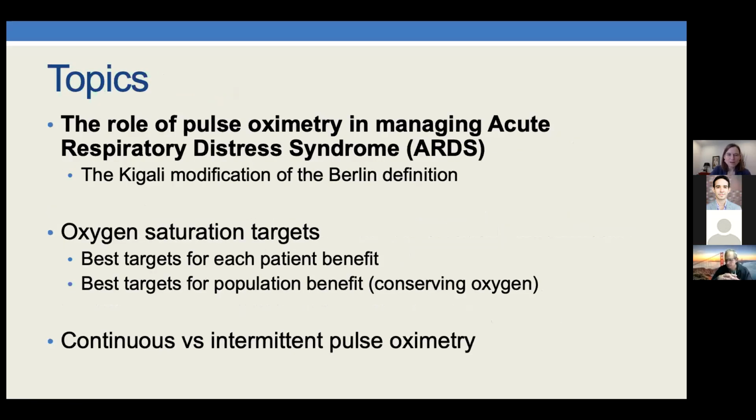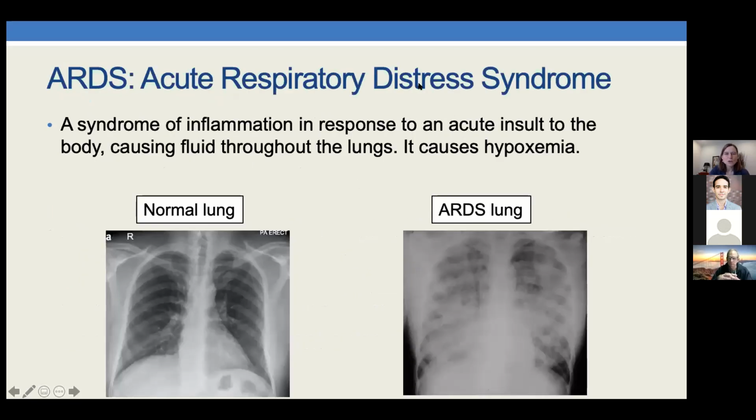First, talking about ARDS and some work that Dr. Teo and I have done around this. For those of you who are not clinical, ARDS, or acute respiratory distress syndrome, is a syndrome of inflammation in the body in response to some acute insult, and it causes inflammation that then causes leaky vessels and fluid in the lungs. You can see on your left a normal lung, all that black area is air, as it should be. On the right is an ARDS lung, with fluid, all that white stuff, filling in what should be air, and it causes hypoxemia.